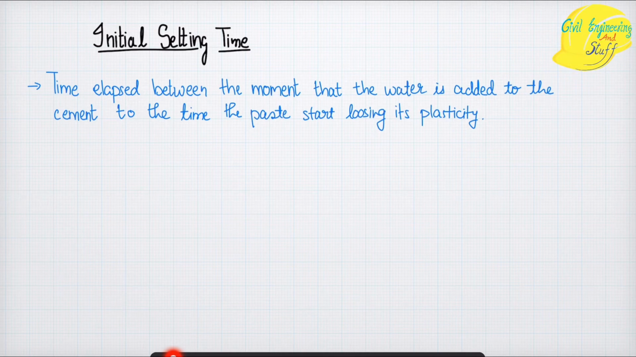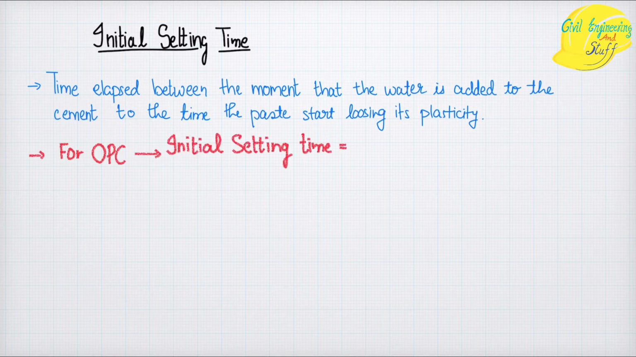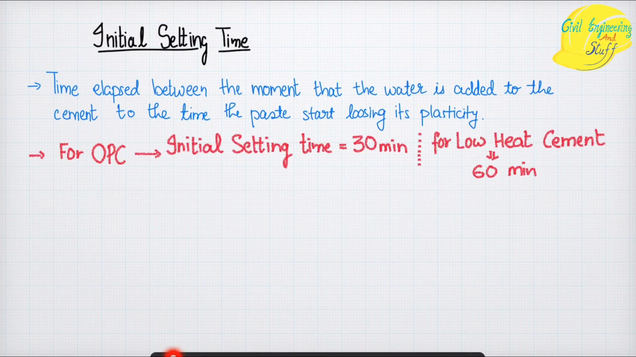Now this paste, the time it takes to just start to lose its plasticity, that is the time period at which the mixing becomes very tedious and the cement paste starts to harden. That time period is called the initial setting time of cement. For ordinary Portland cement, the initial setting time is 30 minutes, and for low heat cement, the initial setting time is 60 minutes. That is, at this time period, the respective type of cement will start to lose its plasticity.